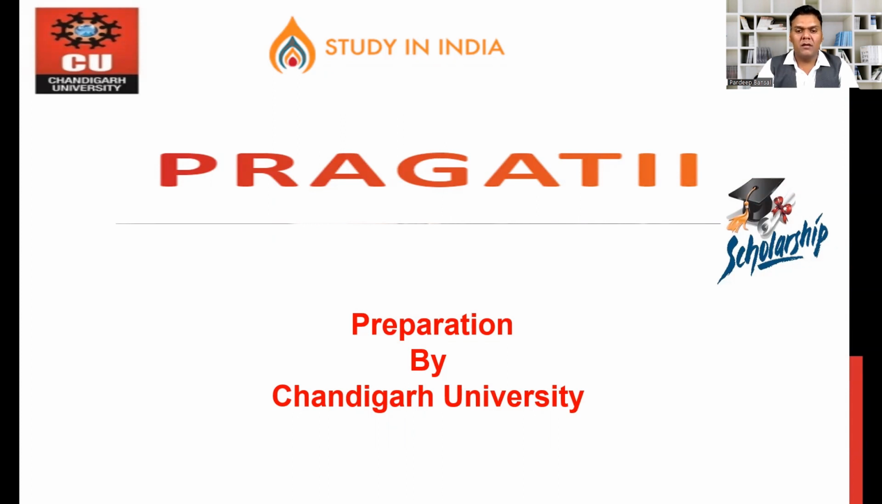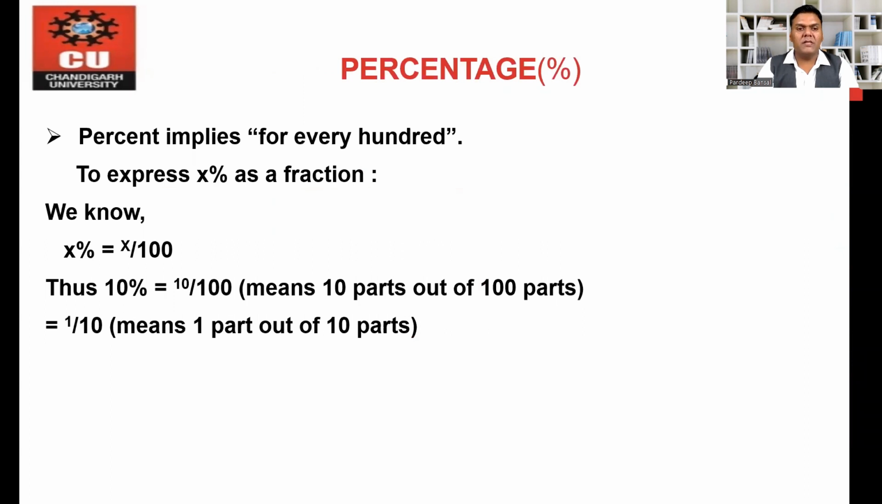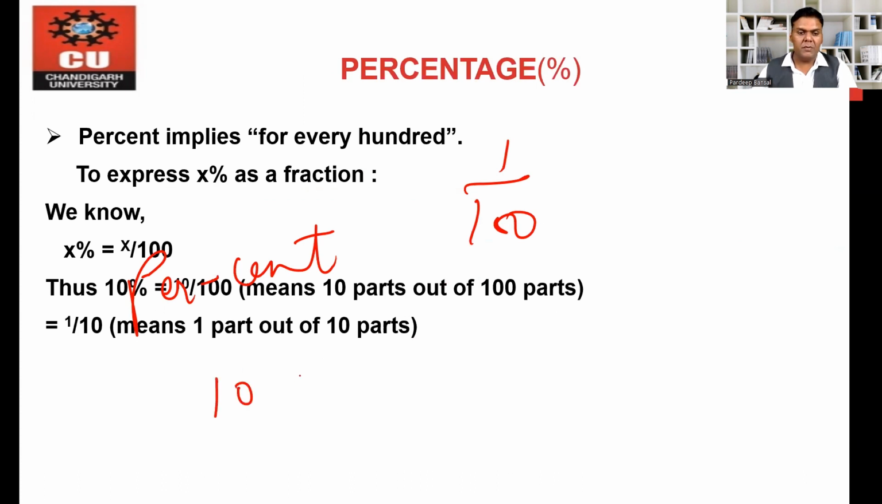So as the term suggests, percentage. Percent implies percent. That means, now if I write it down, percent, that means 1 upon 100. So anything which is with reference to 100 is known as percentage. So if I say 10%, which is nothing but 10 upon 100, or we can call it 1 upon 10.